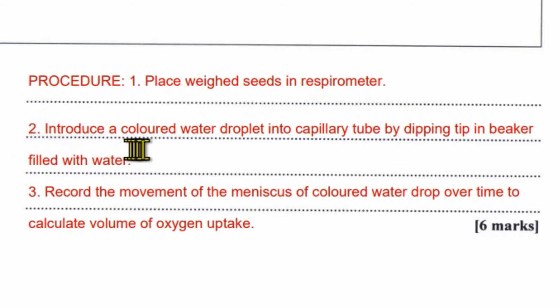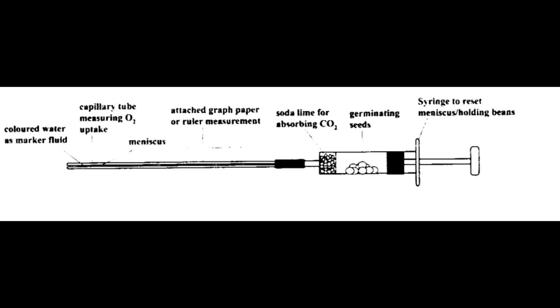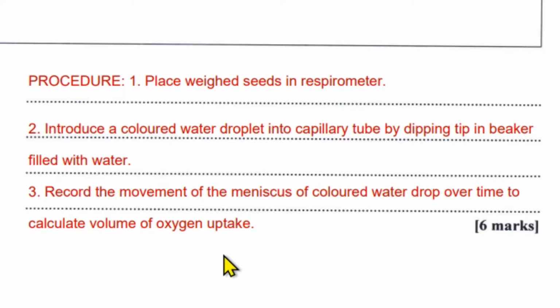You're going to introduce a colored water droplet into the capillary tube by dipping the tip of the syringe in a beaker filled with water. So it just has to be a small water droplet. Next, you're going to record the movement of the meniscus of the colored water drop over time to calculate the volume of oxygen intake. Use the ruler or the graph paper as seen there.